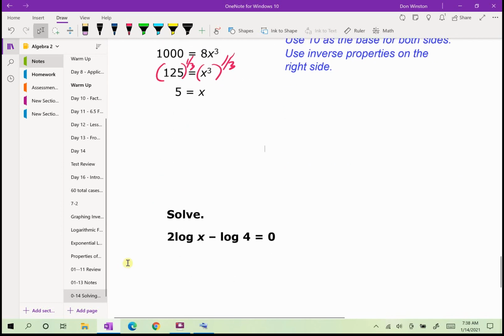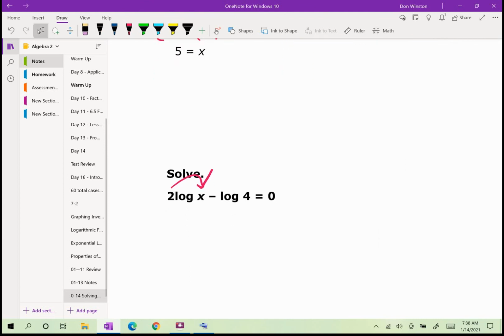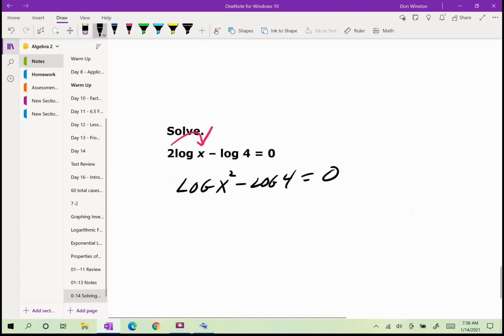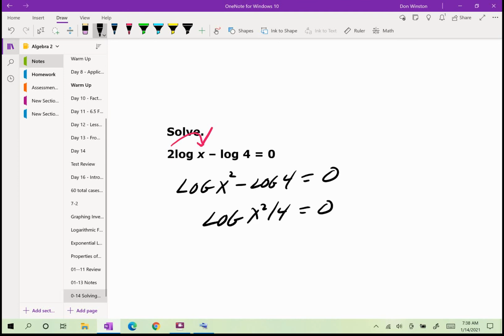And one more example. Here I have to use the quotient property. I need to write as one log, but first I need to undo the power property. Always important when you're writing as one log and you're solving log equations. Always undo that power property. So now I have log base 10 of x squared minus log base 10 of 4 equals 0. Now I can do the quotient property. So this is going to be log base 10 of x squared divided by 4 equals 0.